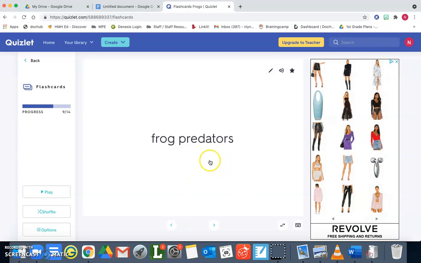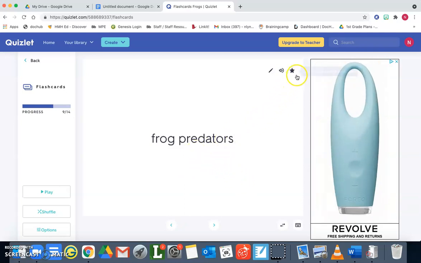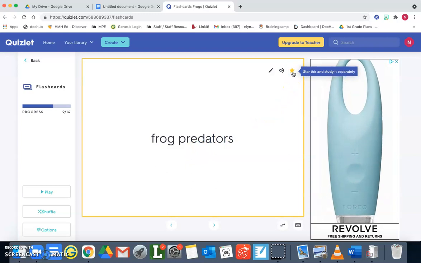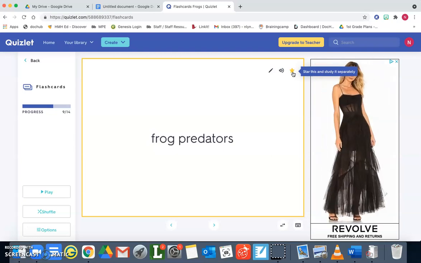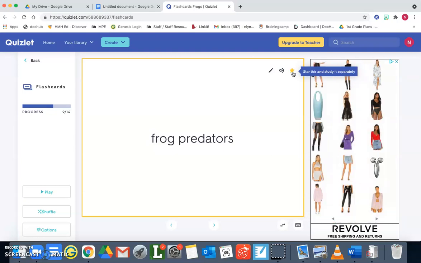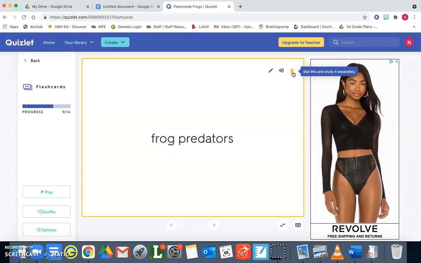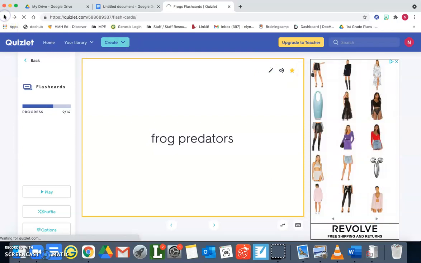If you don't know the answer, you can star the card and you can study any of the cards that you didn't know the answer to separately. So it's a way of going back and just really honing in on what you still need to learn, what you don't know, which is a nice feature.